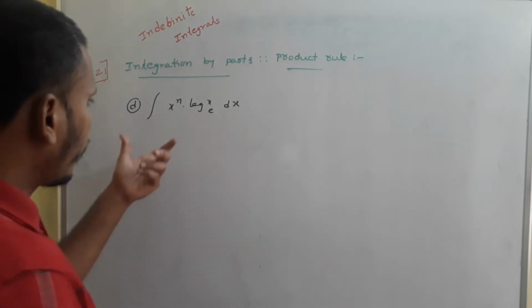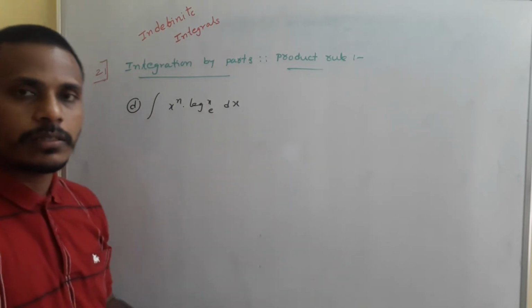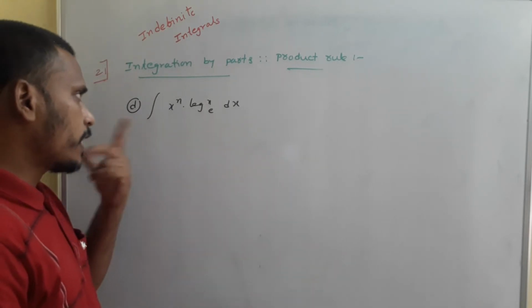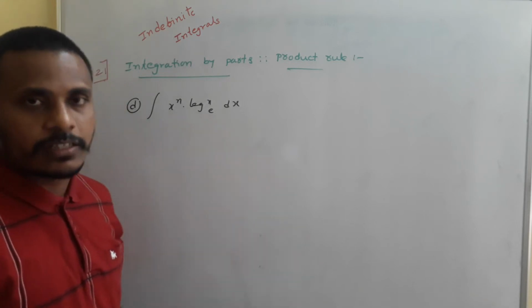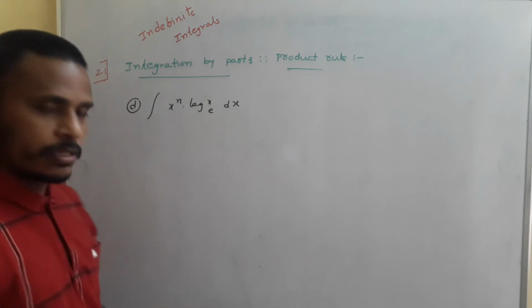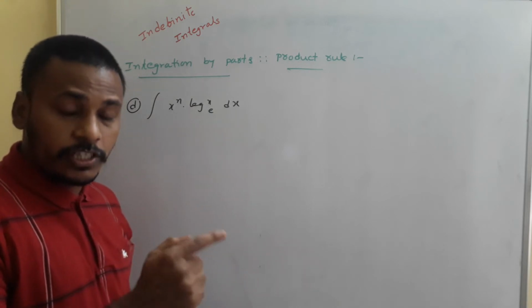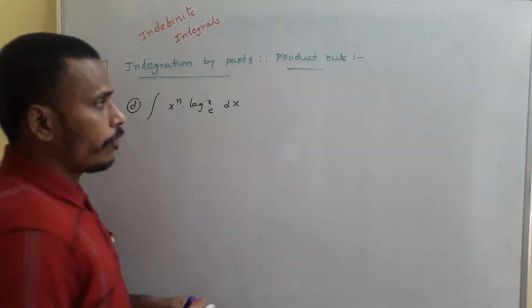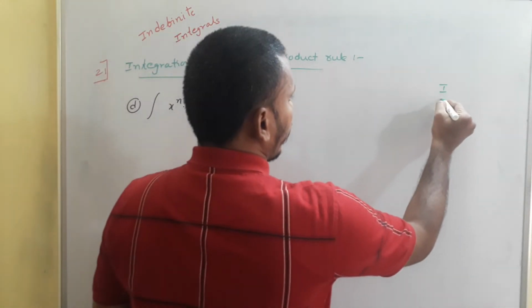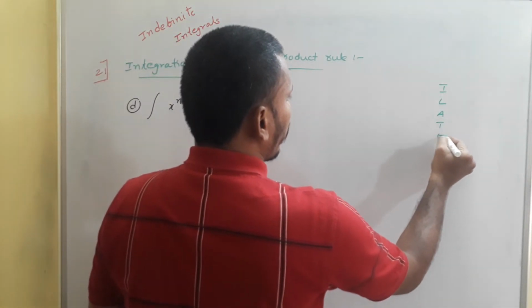Next problem. Integral of x power n log x base e dx. Just observe now, again we have two functions. We need to use product rule, that means integration by parts. F of x into gx. We need to decide which is first function f, and which is second function g. For that we need to follow what? ILATE. So from there it is very clear.